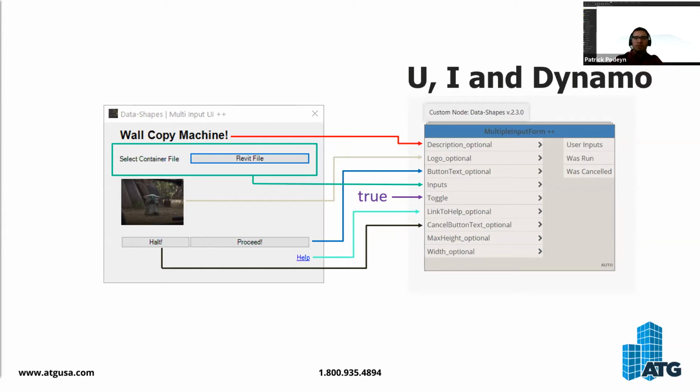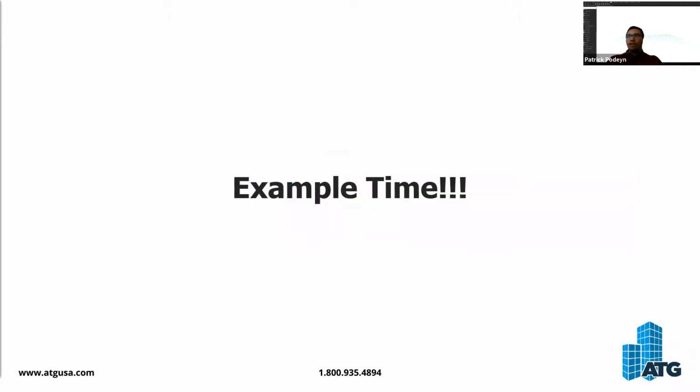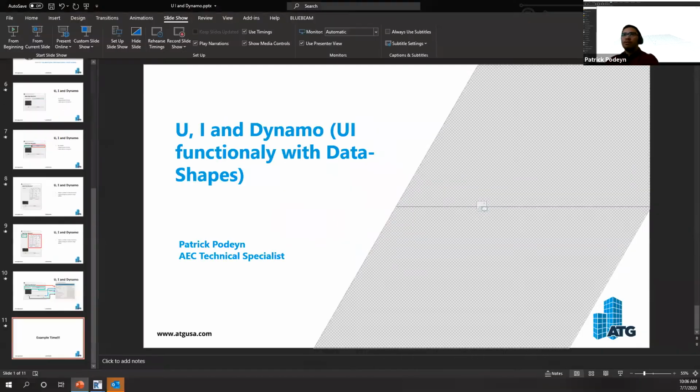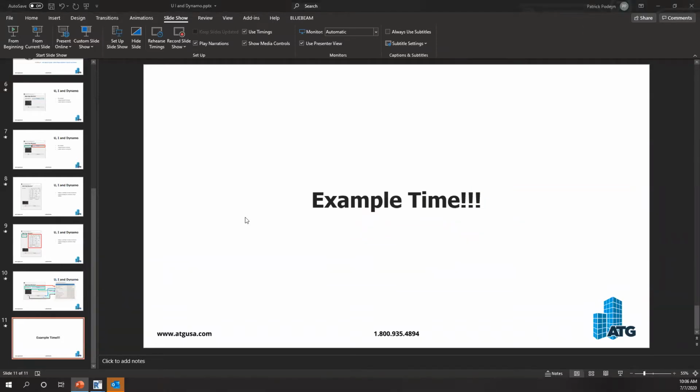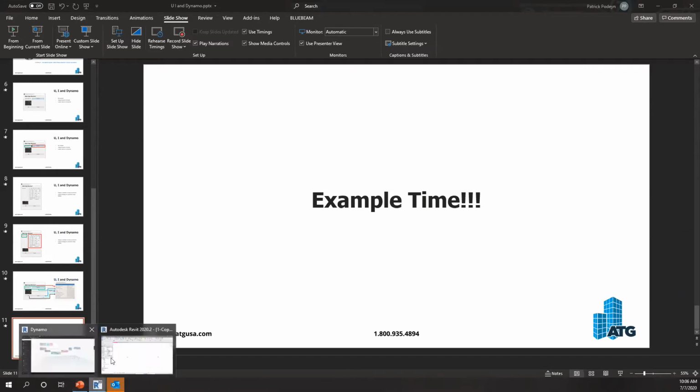It's going to be controlled via a true or false Boolean. All right, so enough of PowerPoint. Let's get into the examples itself, and I'm going to stop my video because I'm going to be looking at another screen. So do that, and let's jump into Revit.